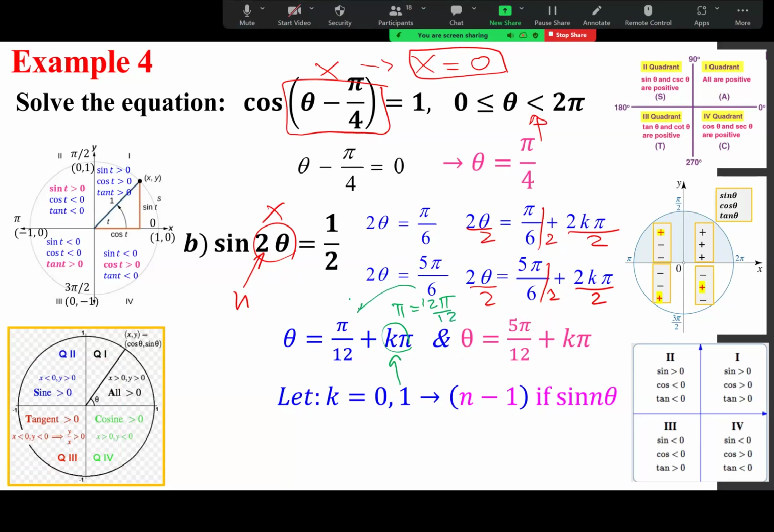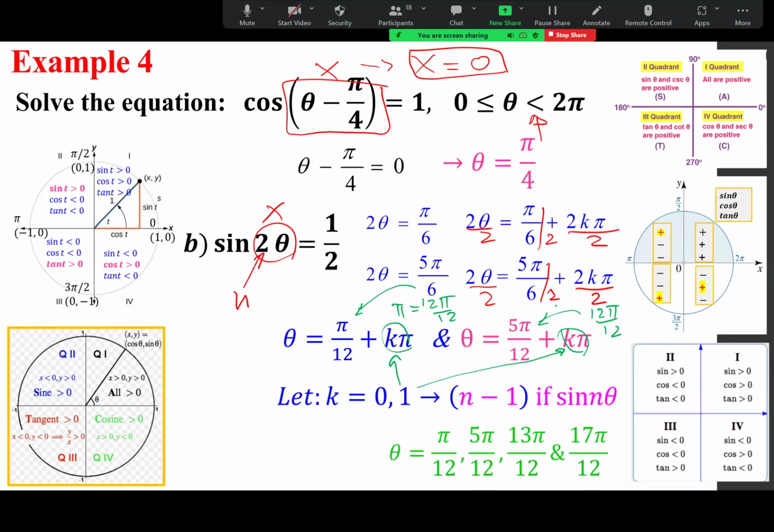12 pi over 12. So you get 13 pi over 12. And if you plug in 1 here, this is 12 pi over 12 with 5, 12 and 5, 17 pi over 12.